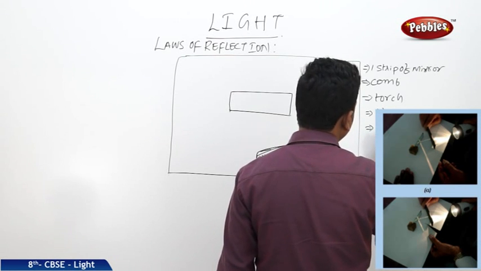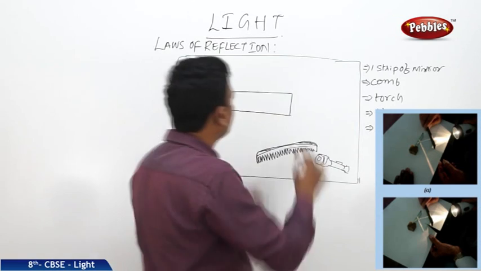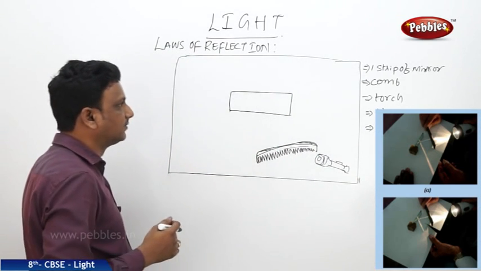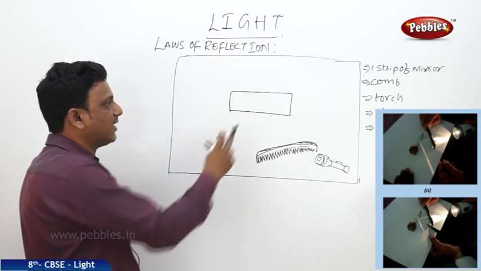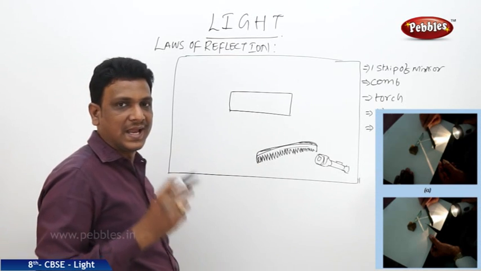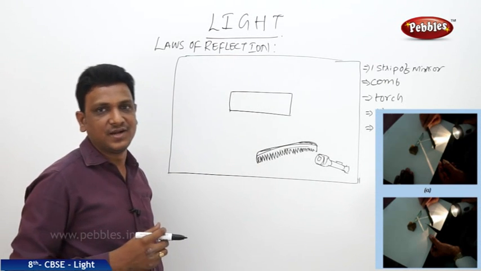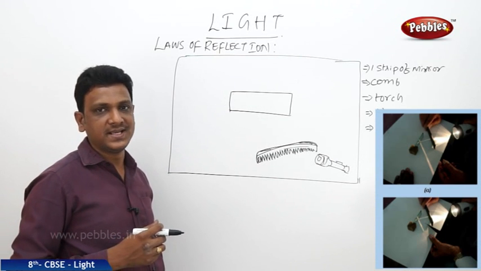And to keep all these things on a chart. So here is the chart. I placed the chart here, and this is the strip of mirror. I have taken a slide of mirror. You can call it a mirror slide.